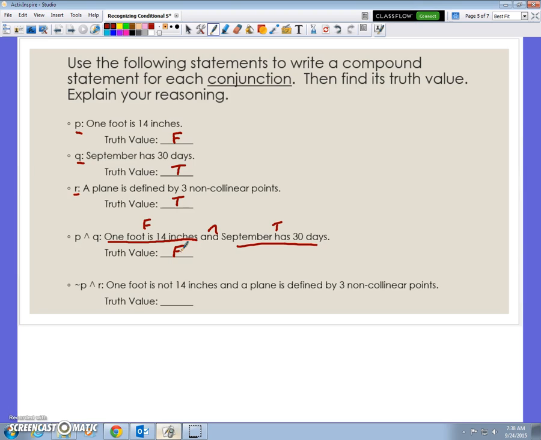Ooh, here we go. We're going to throw a little not sign, that little squiggle, right there. Not P and R. Okay, so now not P would say 1 foot is not 14 inches. You see how it changed from 14 inches to not 14 inches? Okay, that's true. Its negation would be true. And a plane is defined by 3 non-collinear points. That is also true. So because both the first and the second parts are true, therefore the compound statement is true as well.